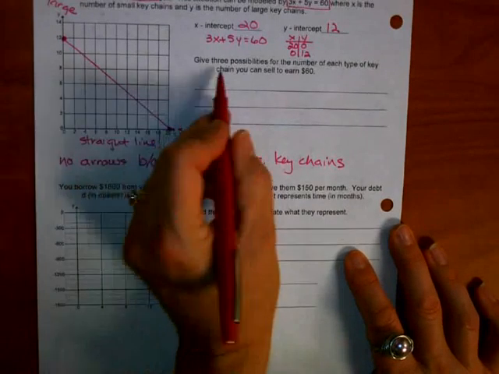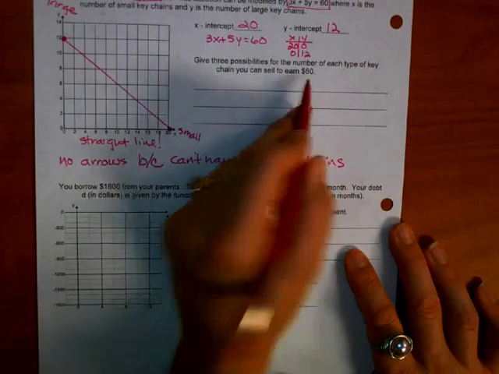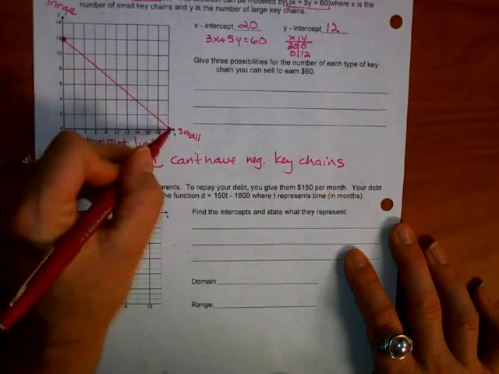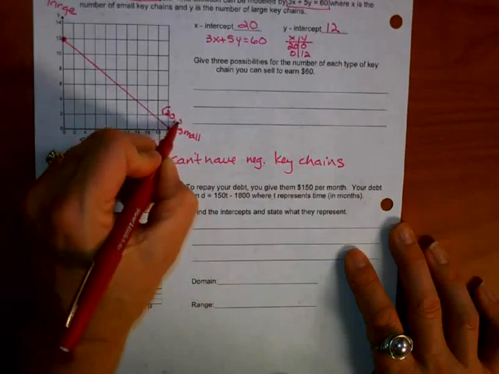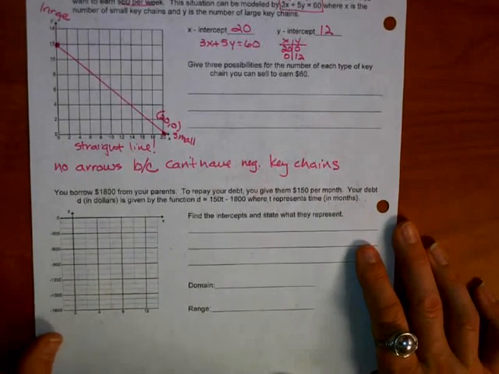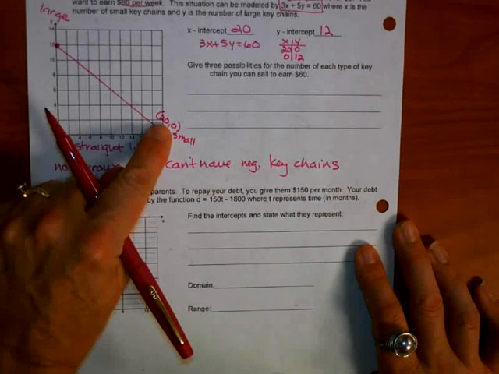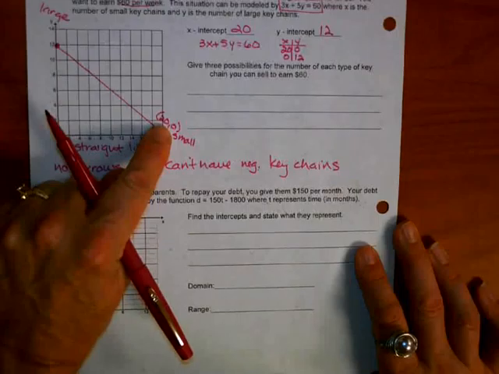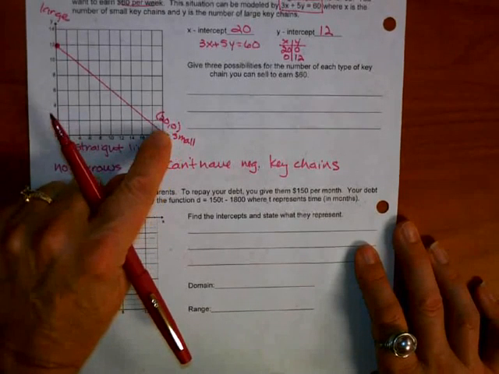Okay. Next thing says, give 3 possibilities for the number of each type of keychain you can sell to earn $60. That means I need 3 points on this line. So this point right here is (20, 0), isn't it? What does X represent in this situation? The small keychains. So this is saying if I sell 20 small keychains and 0 large, I'll have my $60. That's what that point says.